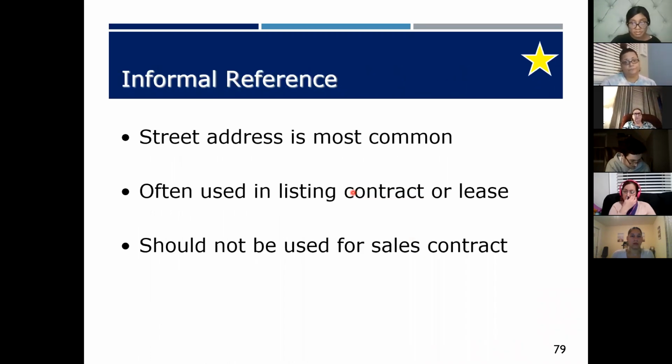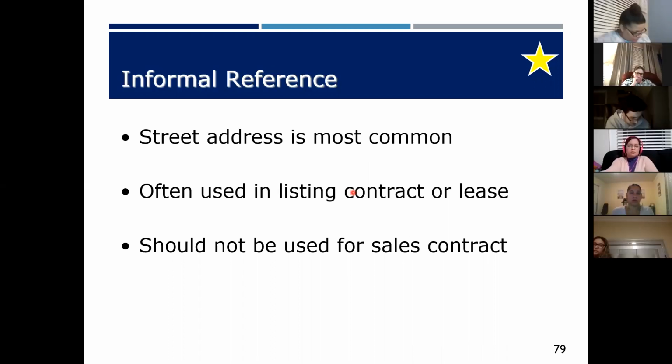Your book on page 79 talks about an informal reference. The street address is the most common informal reference. If you're conveying property, the street address alone is not sufficient. I'll say that again. If you're conveying property, the street address alone is not sufficient. It's an informal reference. Do we use a street address?